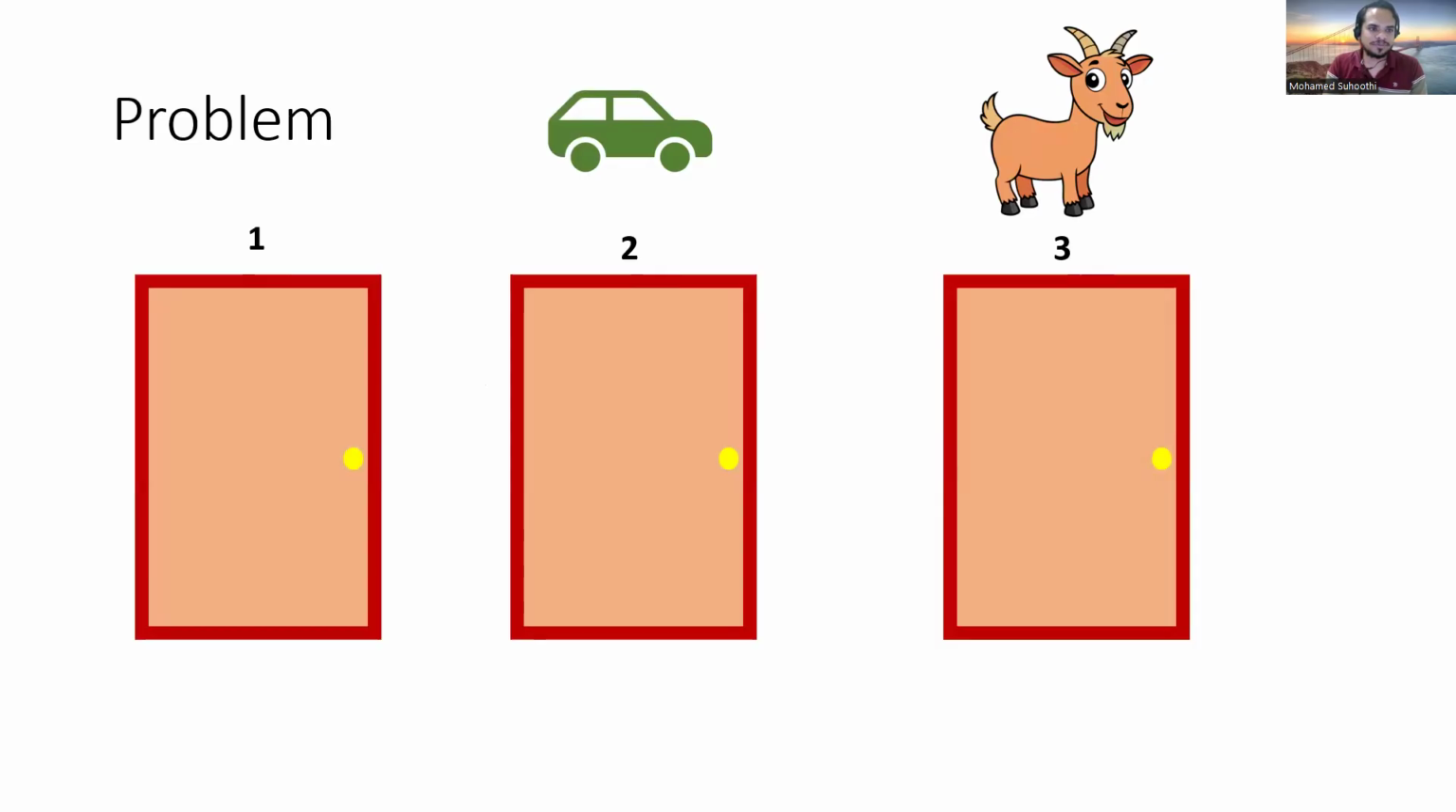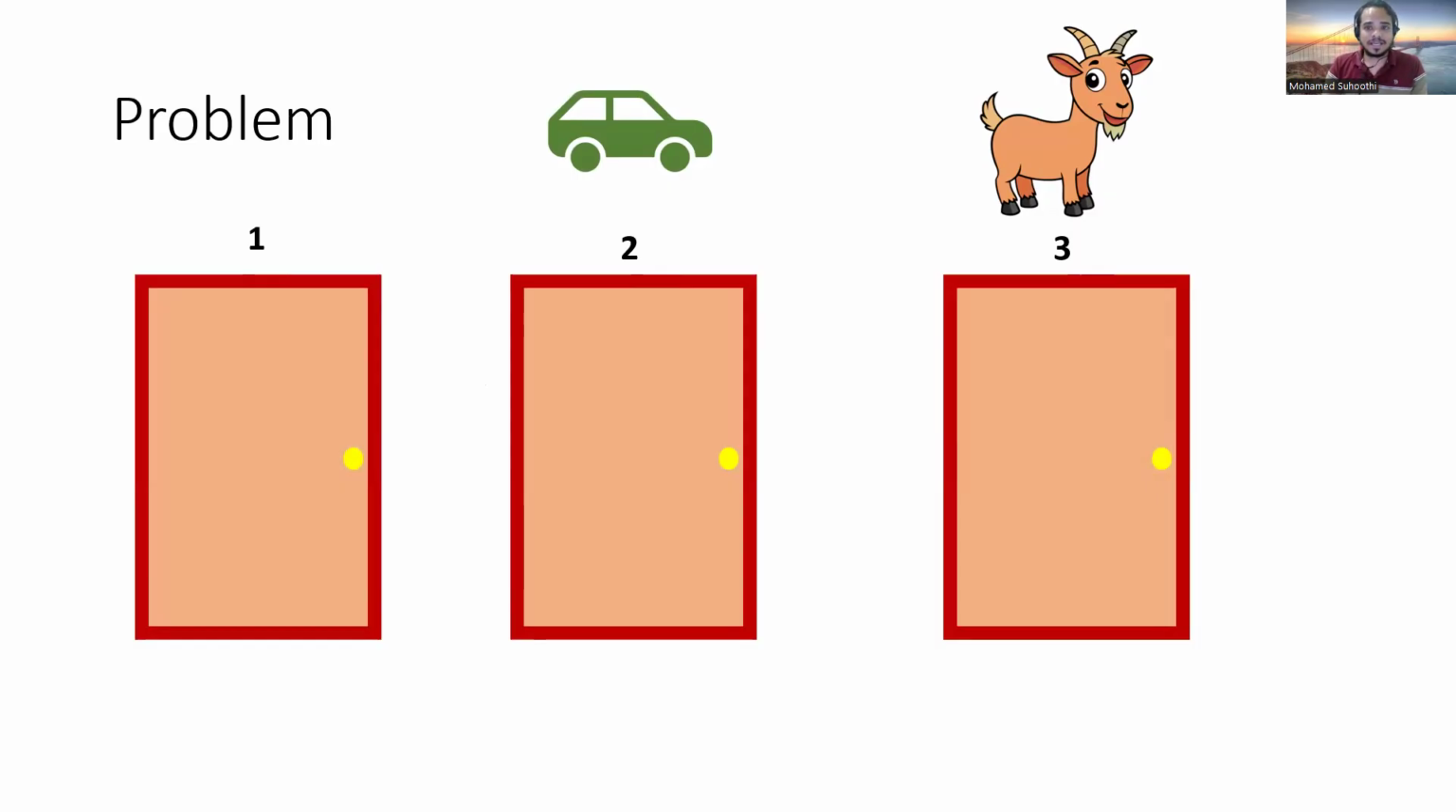The game show has three doors. The participant has to pick one door which has a car behind it. If he picks the car, he wins the game. If he picks the wrong door, he just receives a goat. He doesn't win anything, right? Okay. The rule of the game is like this.